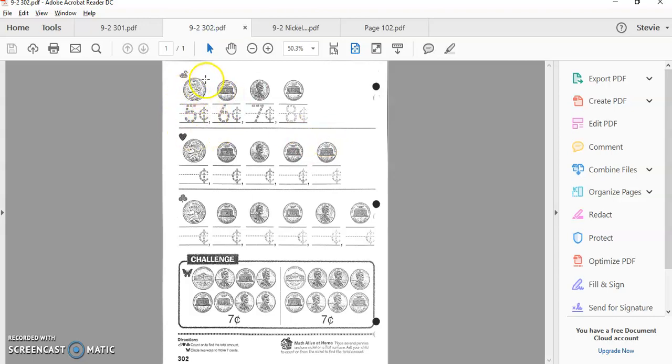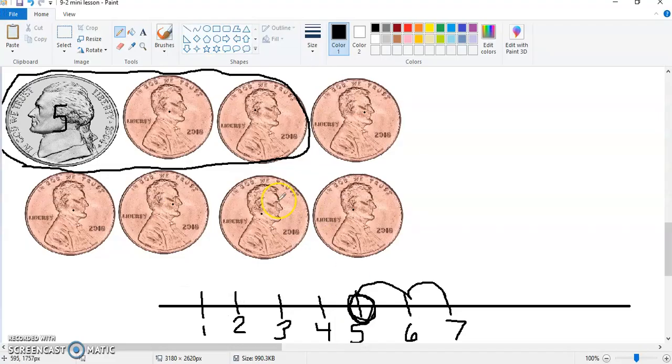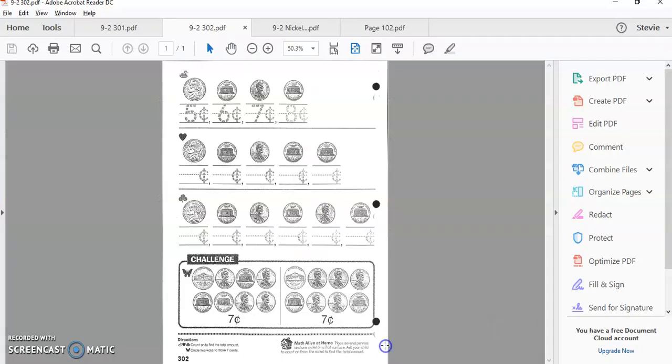So here we see, this is a nickel, 5 cents. But now we added a penny. Now there's 6 cents. But wait, now we added another penny. Now it's 7 cents. But wait, now we added another penny. It's 8 cents. So you're going to count how much money as you go along, as it's added. You're going to do that for these 3 rows. And then this is just making the 7 cents, just like we did here. You can circle all the pennies, or you can circle a nickel with 2 pennies.